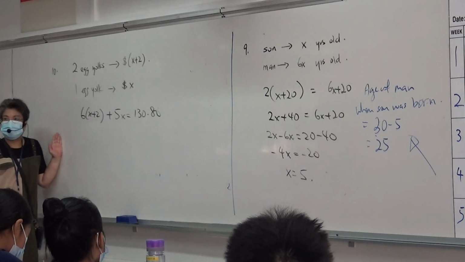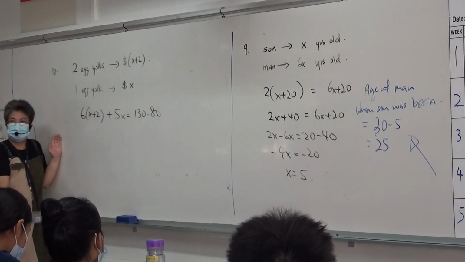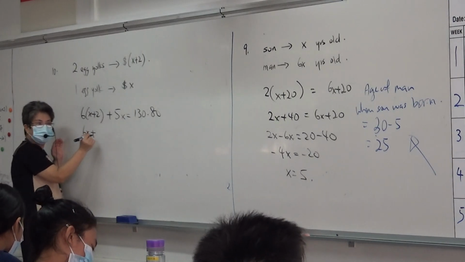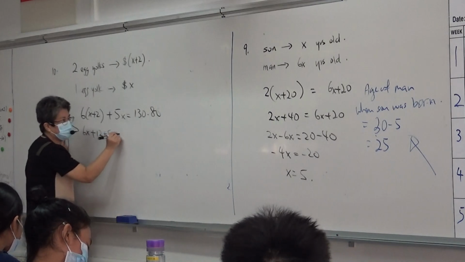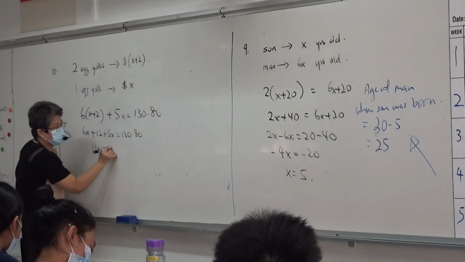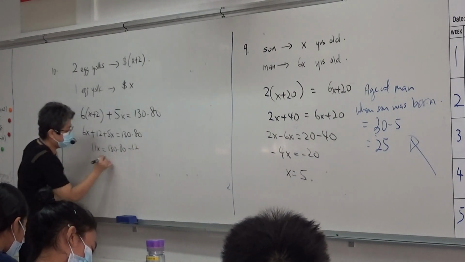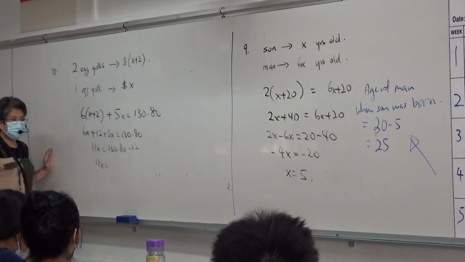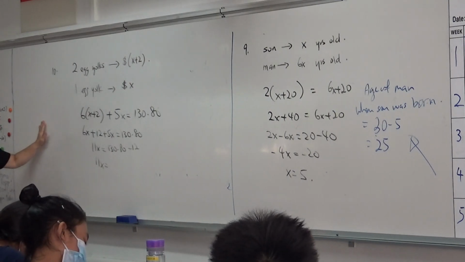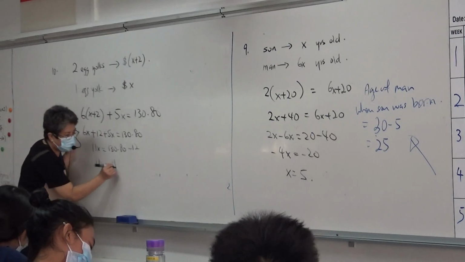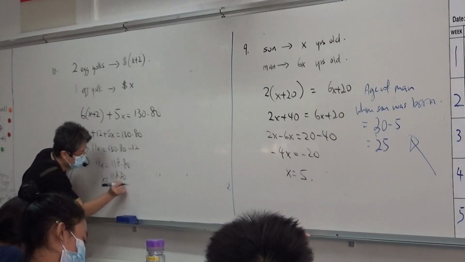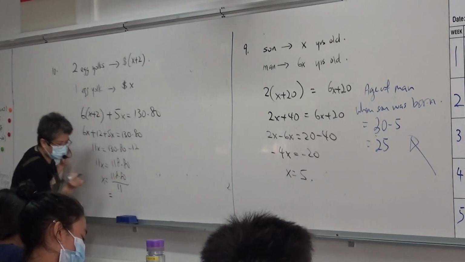What do I do to this? Expand. 6x plus 12 plus 5x equals 130.80. 11x equals 130.80 minus 12. What is 130.80 minus 12? 118.80. So what is x? 118.80 divided by 11. What's the answer?